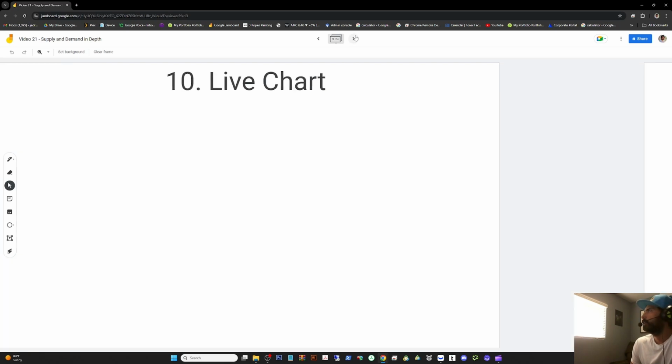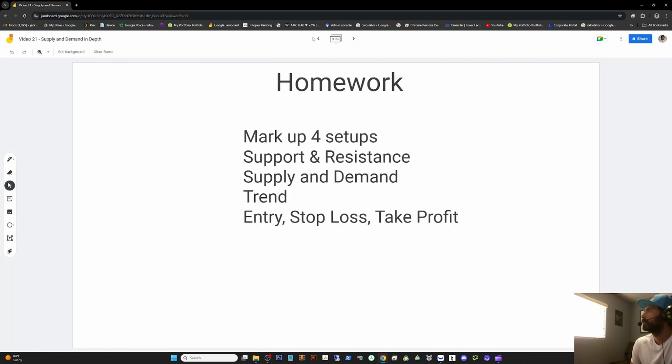Alright, we're not going to do the live chart. If you would like, mark up 4 setups and find support and resistance, supply and demand zones, and trend, and your entry and stop loss, and a take profit on a live chart on your demo account, or a live account too if you want to. This would be good homework for you to practice everything we've gone over.